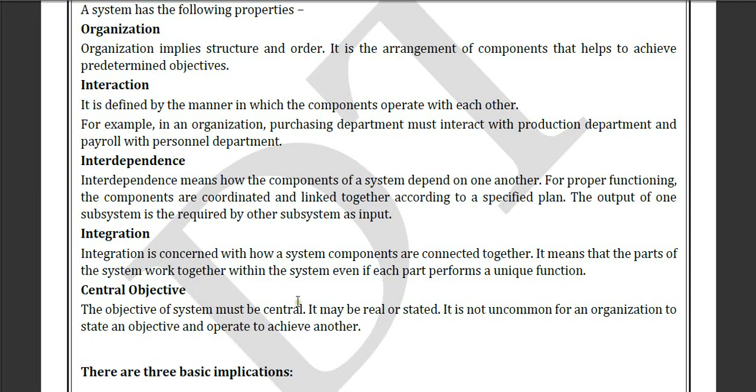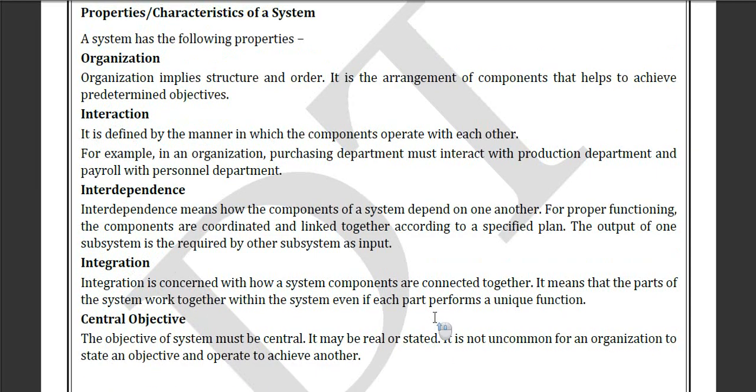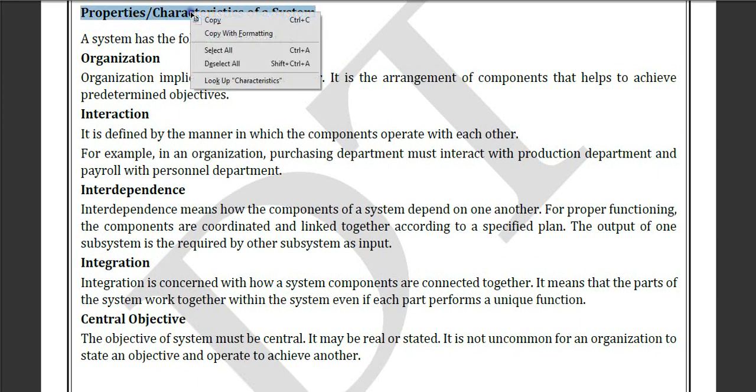Now, control objectives. The control objective is the central part. Central and control objectives are the same thing. The objective of the system must be centralized. The object which needs to be made needs to be centralized. So now we know about the characteristics of the system, which is very important from your question point of view.